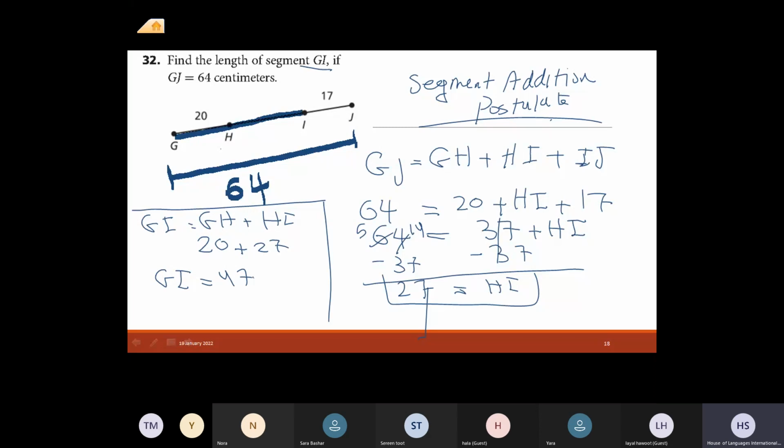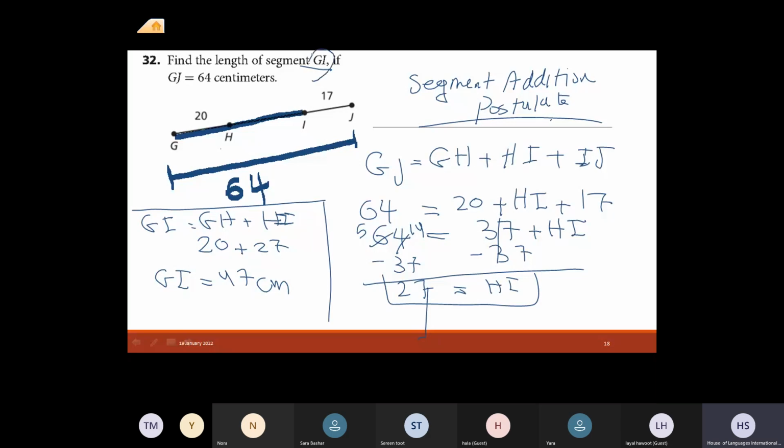I lost you at 37. I lost you at 64 equals 37 plus HI. Please repeat it from there. Okay, 64 equals 37 plus HI. You will subtract 37 from both sides. 64 minus 37 equals what? Equals HI. But I don't want HI. If you find the choice is 27, don't choose it. It will be wrong.